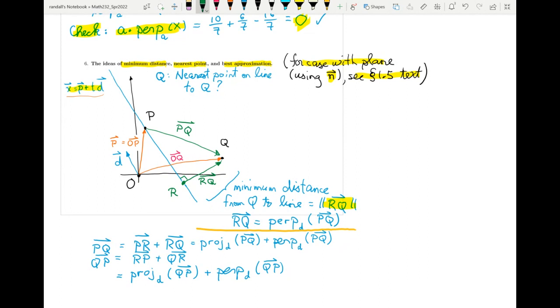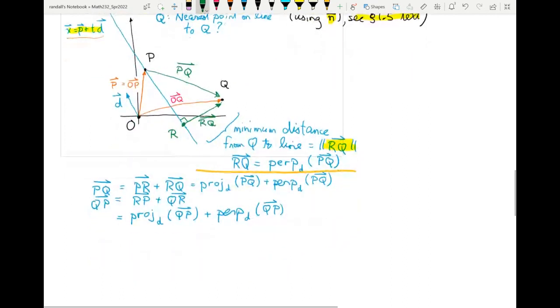Okay, so now remember the quantity I want in this problem to begin with is what is the minimum distance? Okay, and that's the norm of this vector RQ. And now I have a formula for this vector RQ given by the perpendicular part of the vector PQ, perpendicular to D. Okay, so I can find that vector now. Here's some formulas that are useful as a reference.